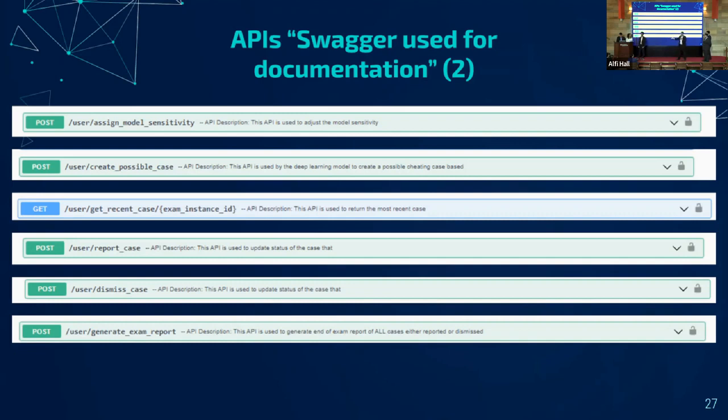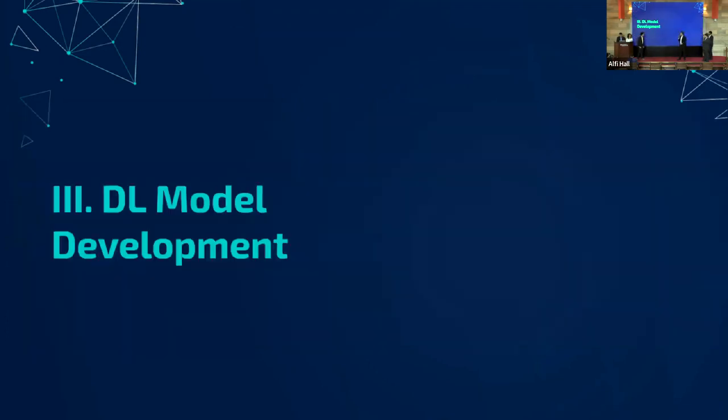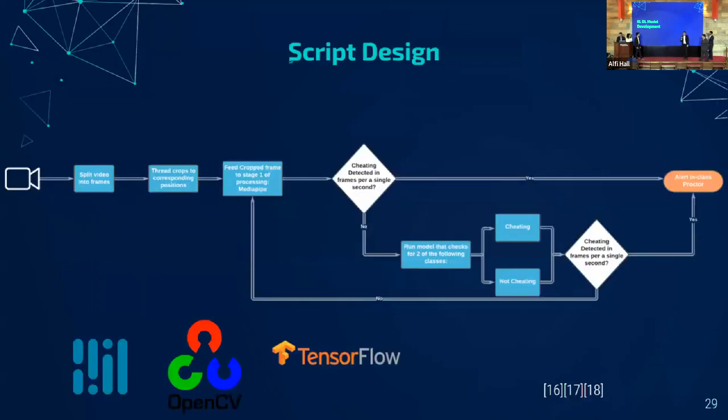One of the important APIs also is generate exam report, which generates a summary of all that happened during the exam to help proctors and system users monitor what happened during the exam. And now I'll leave you with Marwan to talk more about the core of our system, which is the deep learning model. Okay, thank you.